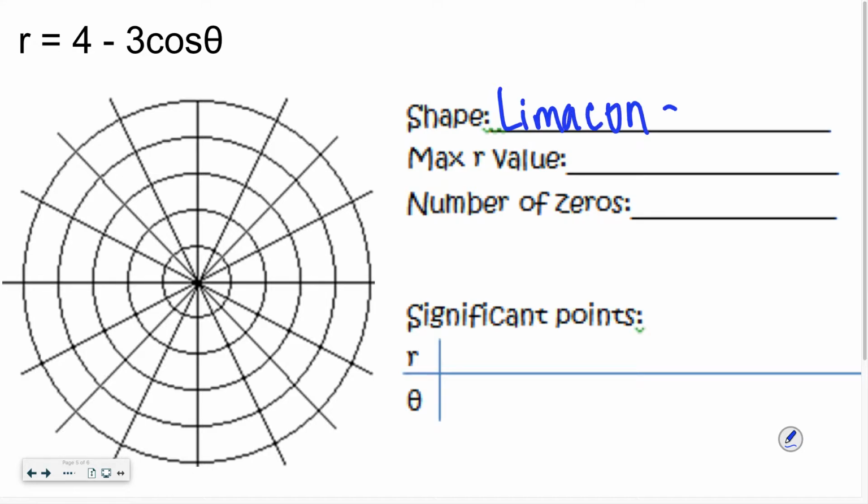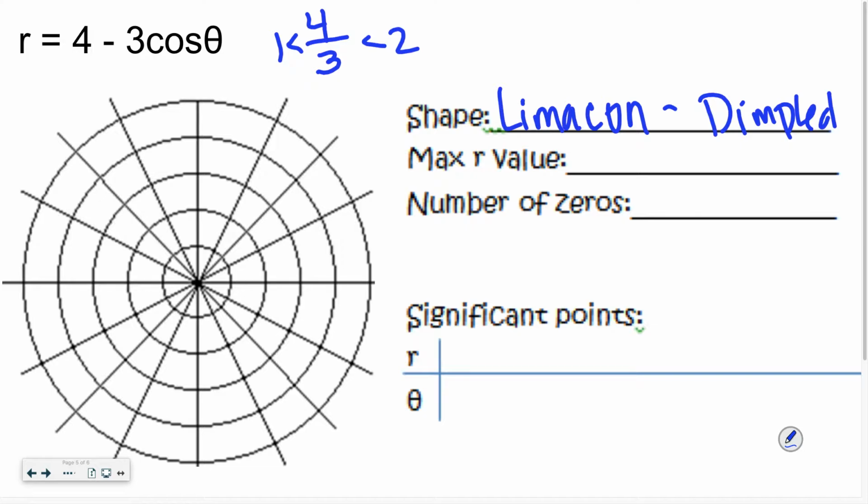Austin, what type of limaçon do we have? Dimpled. We have a dimpled. A divided by B is bigger than 1 but less than 2. So we have a dimpled limaçon.